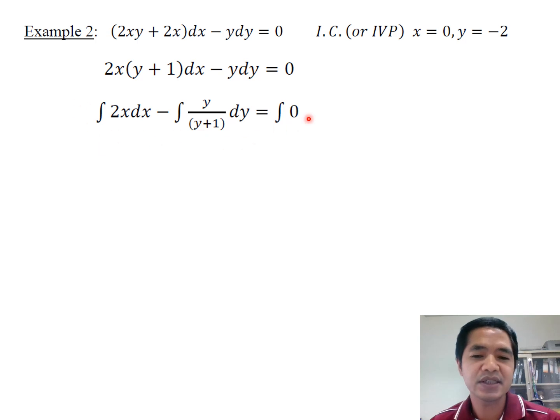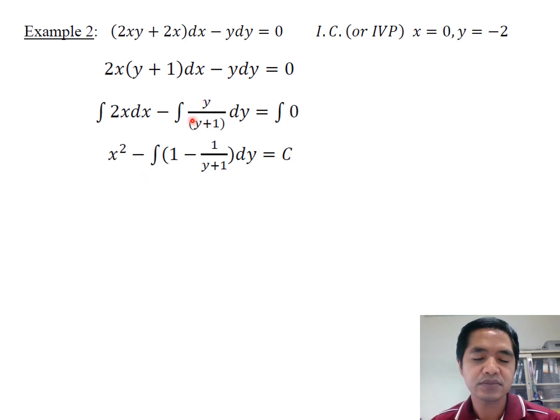So now this term has x with dx, and a function of y with dy. So now we can use the separation method to solve this problem. Just put the integration on each one. So the integration of 2x dx, we're going to get x squared, right?